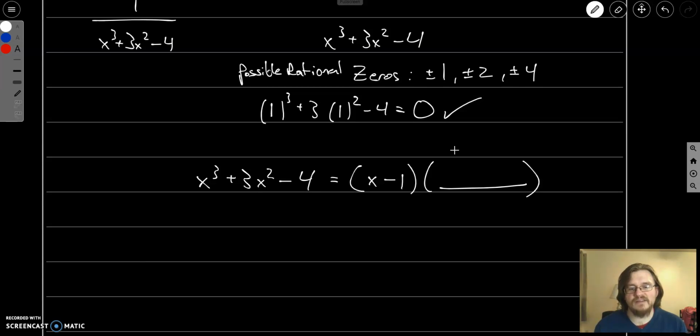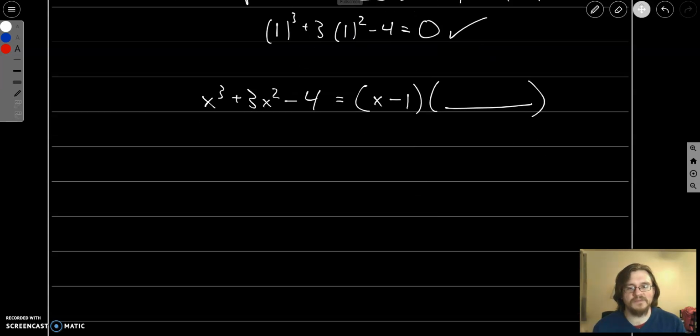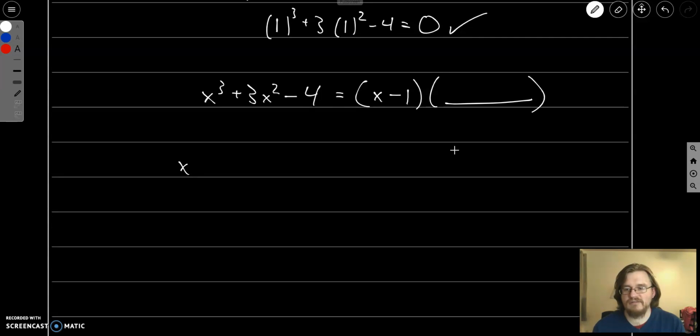So how do I find this? Well, just like with a number, if I have something equal to two things multiplied together, and I want to find this one, I'm going to divide this side by x minus 1, and that'll be what's left over. So now we have to do some long division. X cubed plus 3x squared, there is no x term, so I'm going to add a 0x, minus 4, and I'm going to divide all of this by x minus 1.